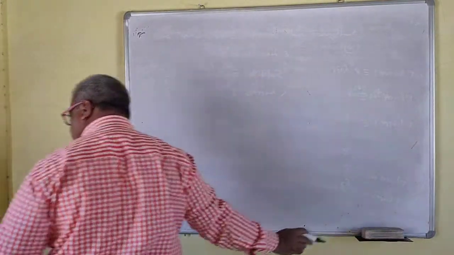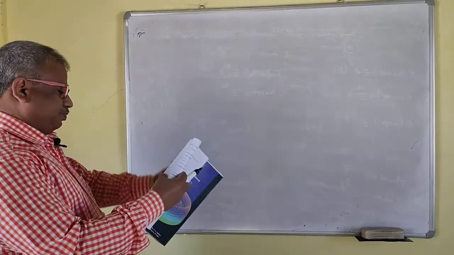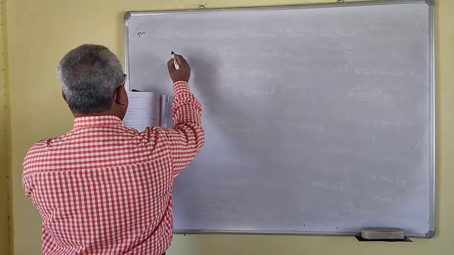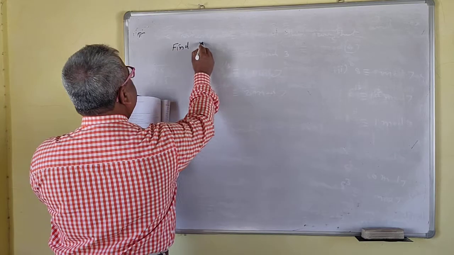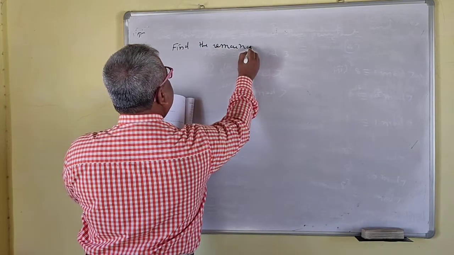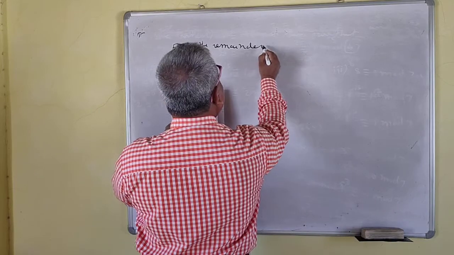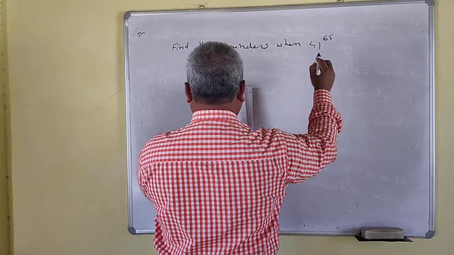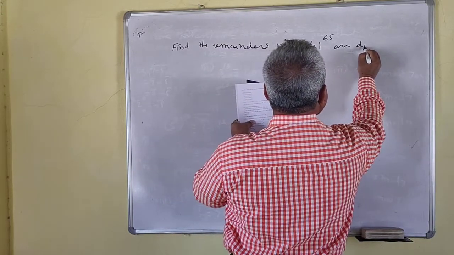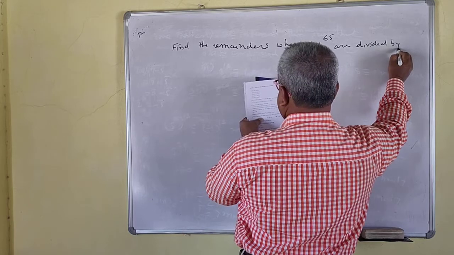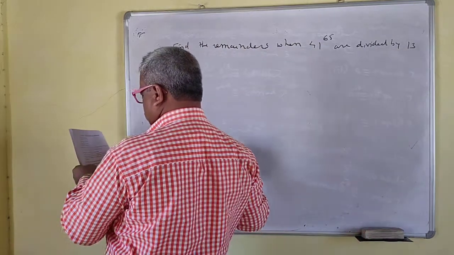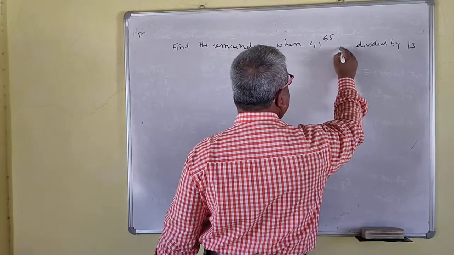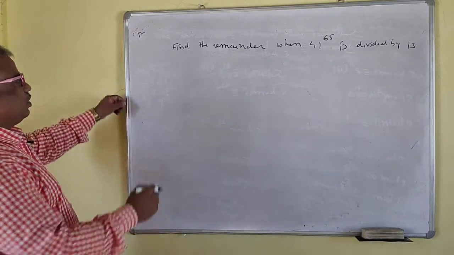Okay, so we'll do the next problem. Find the remainder when 41 to the power 65 is divided by 13. Okay, solution.